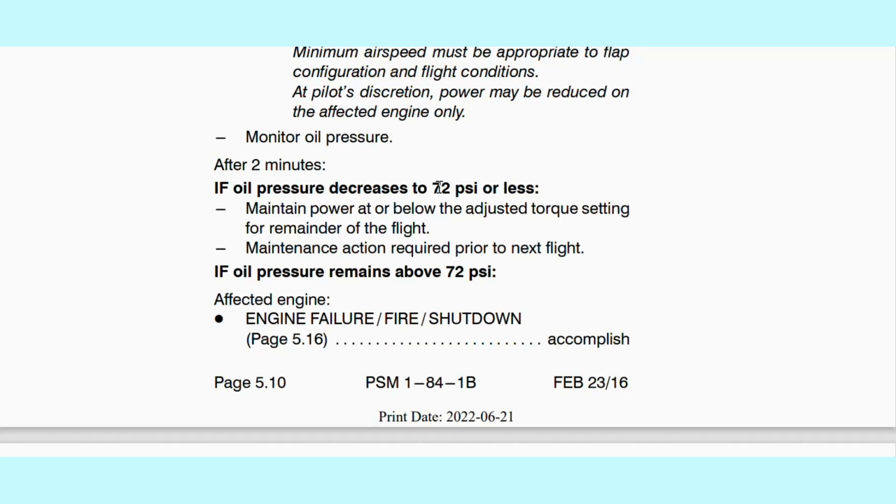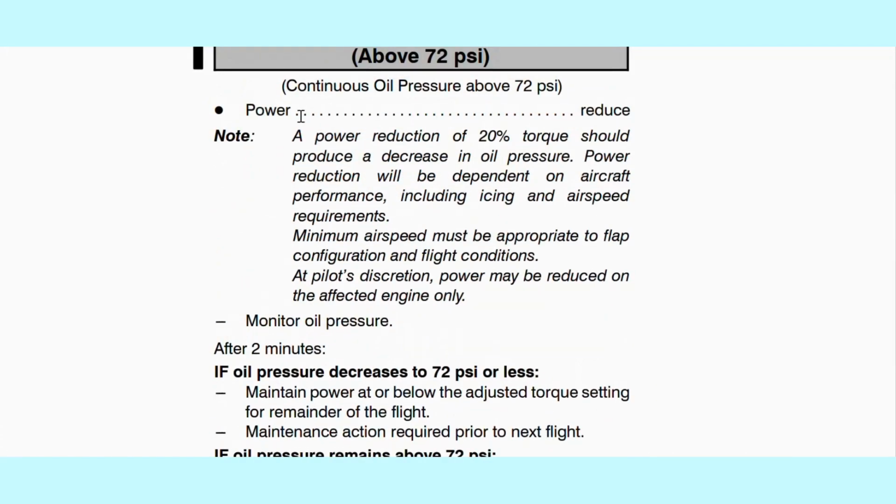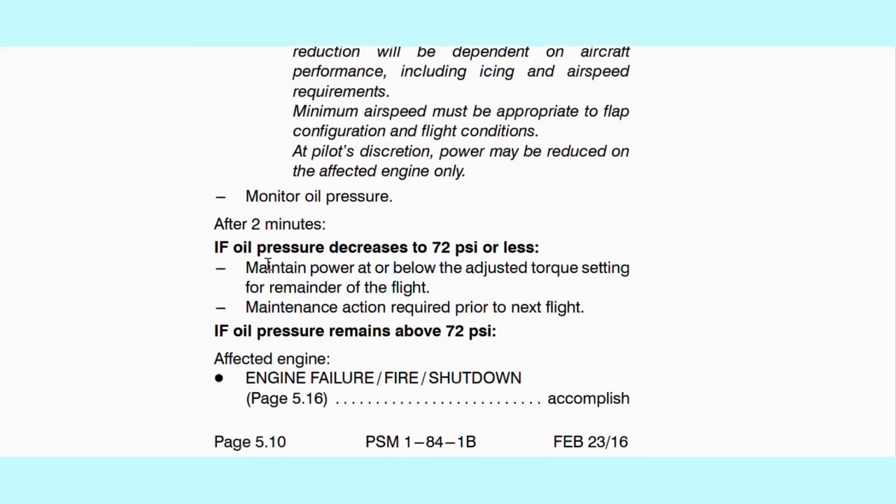So after you did this action, bringing the power down by 20%, and then after 2 minutes you see that the pressure has decreased to 72 or less, then you don't shut down the engine. It says here, maintain power at or below the adjusted torque setting for the remainder of the flight. You can continue the flight. Of course, you have liaised with your maintenance guys that, listen, I have this issue, but according to my readings now, the oil pressure is within limits, and I'm going to continue my flight, but with this sort of setting. Obviously after landing I'll need maintenance. So it says maintenance action required prior to next flight.